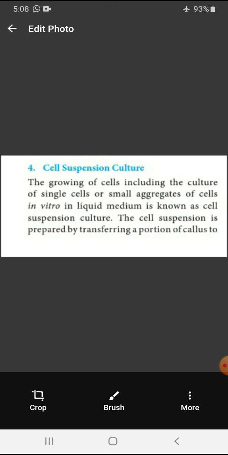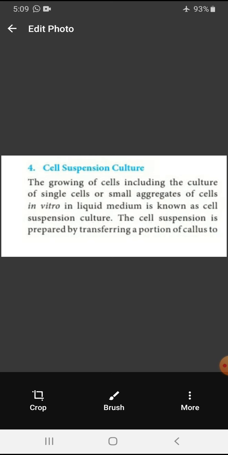The cell suspension is prepared by transferring a portion of callus to the liquid medium and agitating it using a rotary shaker instrument. Already we have seen what an agitator is; it is only a shaker instrument. The cells are separated from the callus tissue and used for cell suspension culture.